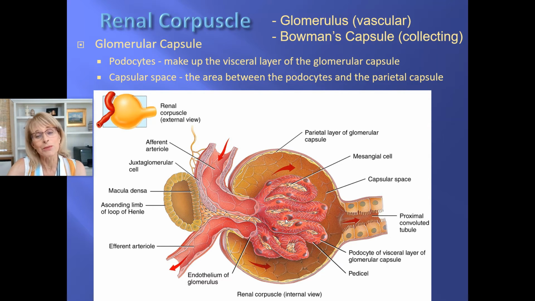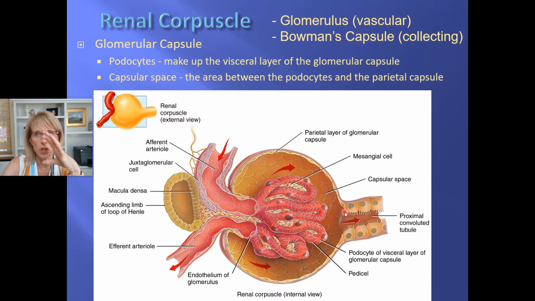We have got the glomerulus itself and the glomerular capsule, both layers, that are going to be that wonderful filtration membrane. The efferent arteriole, we also have these things called mesangial cells and the macula densa that we aren't going to be talking about too much. Let's start talking about the glomerular capsule, though.